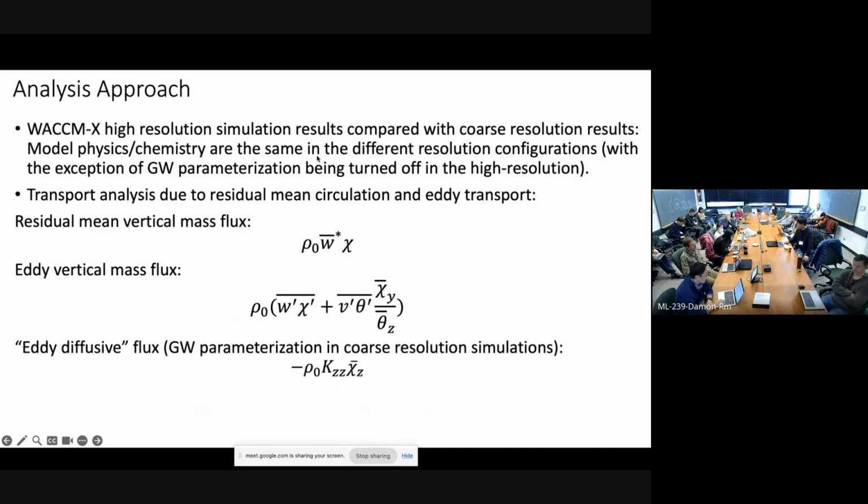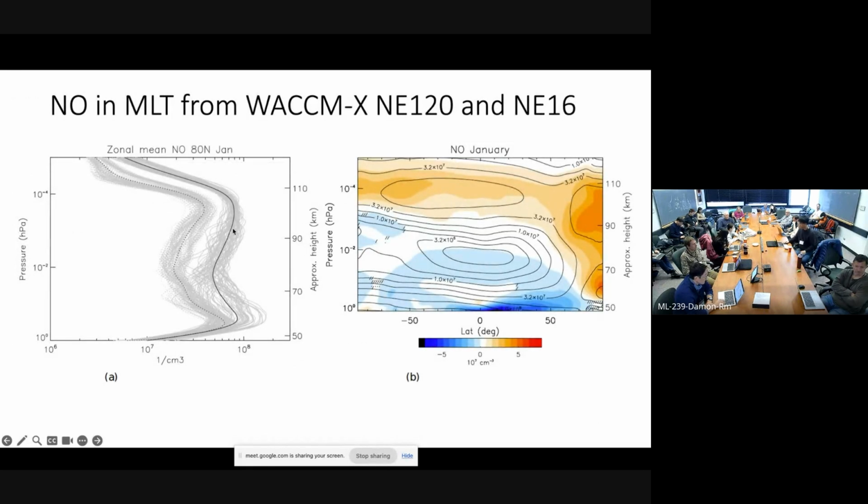So this is the analysis approach. Basically, we're looking at the mass flux of nitric oxide due to residual mean circulation and due to eddy mass flux. And in addition, in the coarse resolution simulation, we have this additional term of the parameterized eddy diffusion, which in the Smith-Johnson study is the knob they tune to look at the response of the nitric oxide. So first of all, we look at the model results of the nitric oxide.